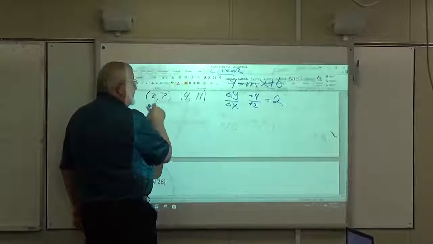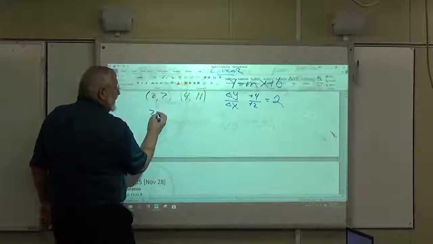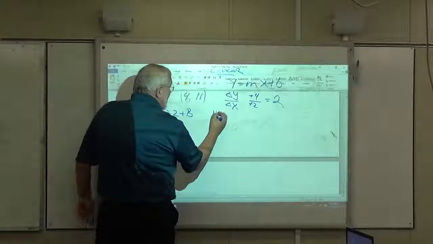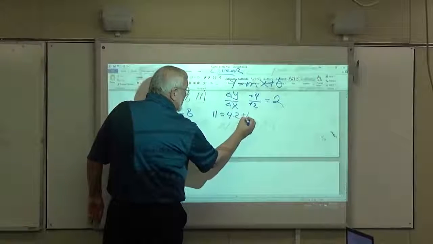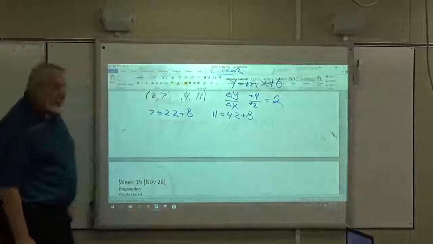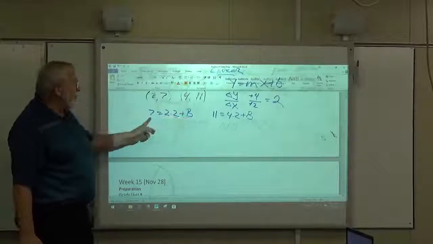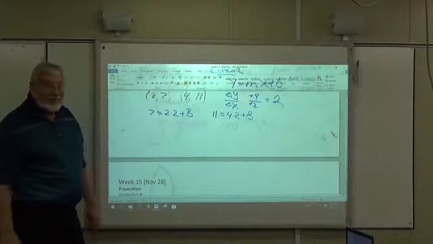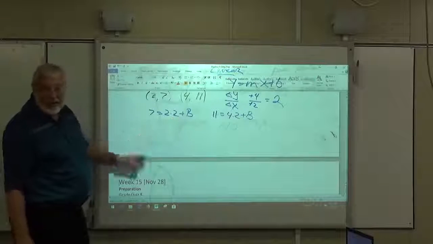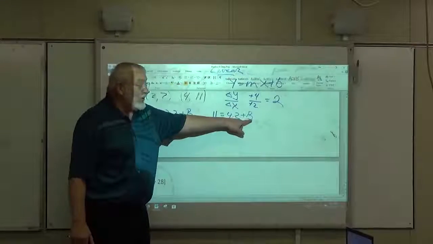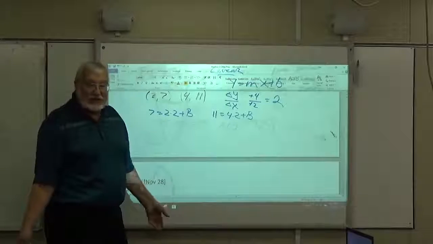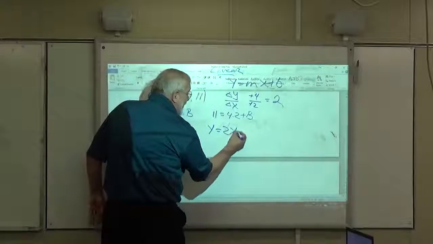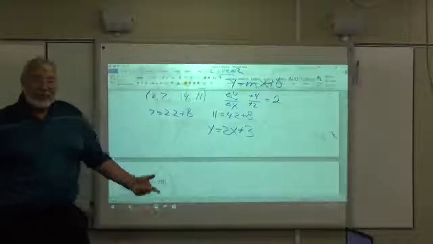And then all I have to do is just put these in here. So I have 7 equals 2 times 2 plus b. Or I could have said 11 equals 4 times 2 plus b. This is 4. 4 plus 3 is 7. And over here, 8 plus 3 is 11. So what is b? 3. So therefore, I have y equals 2x plus 3. That's the equation.